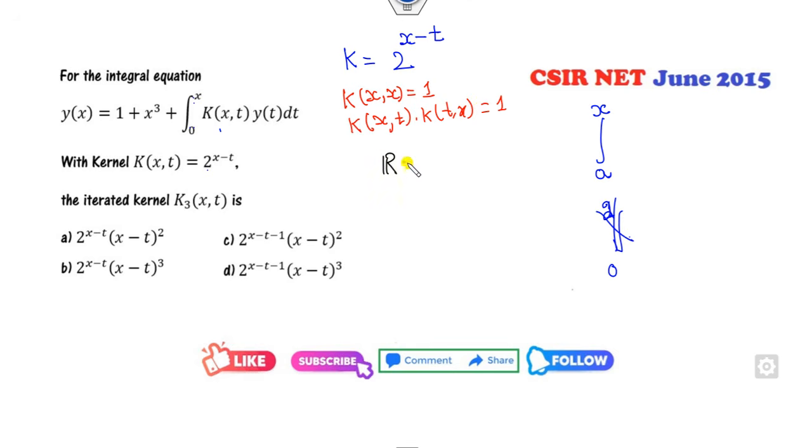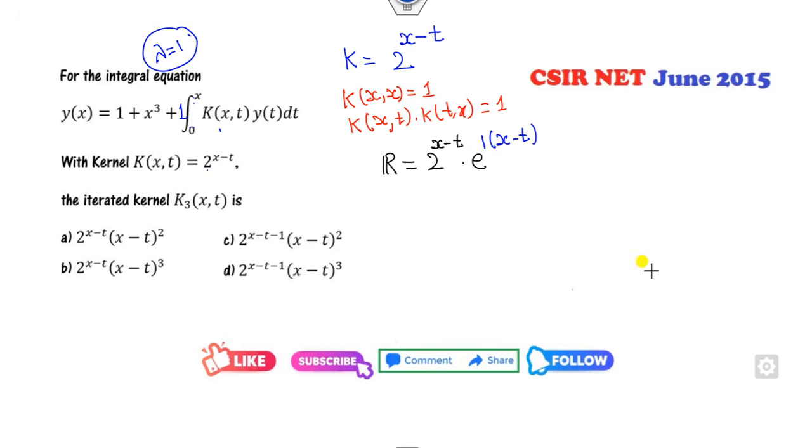So what is my resolvent kernel? 2 raised to power x minus t. What is the lambda? If you compare them, the coefficient of this is 1, so lambda is 1, 1 into x minus t. This is called the resolvent kernel. But if you look at the statement, they are talking about the iterative kernel. That's very simple. What is the relation between the iterative kernels and the resolvent kernel?